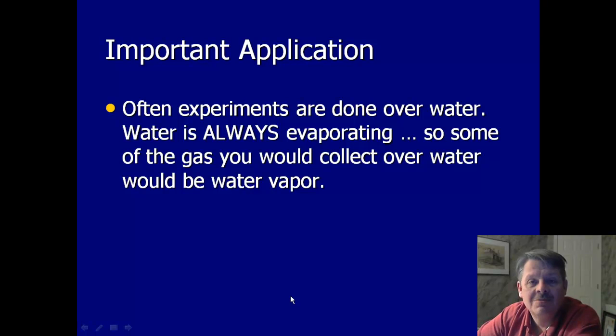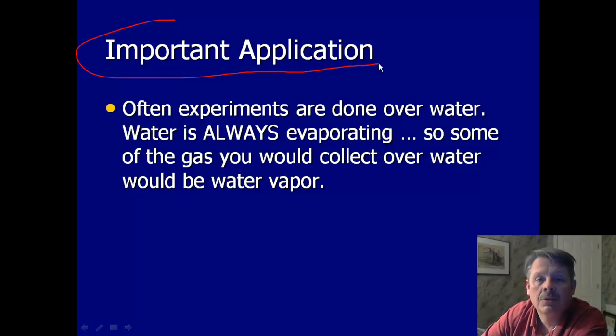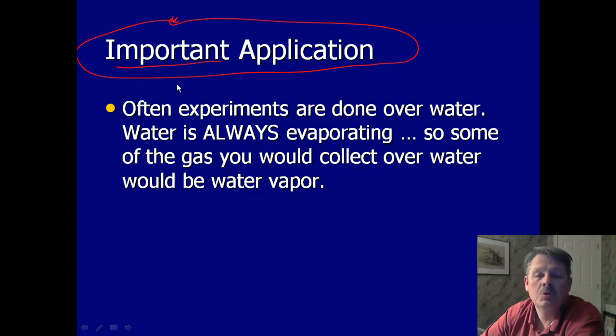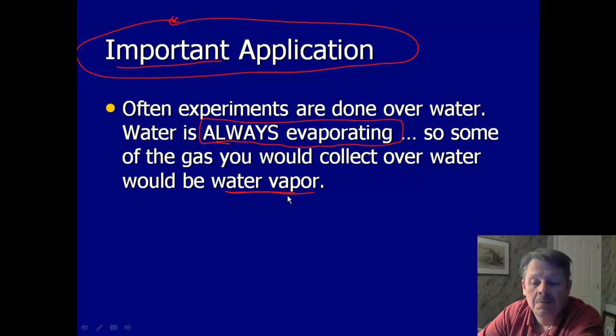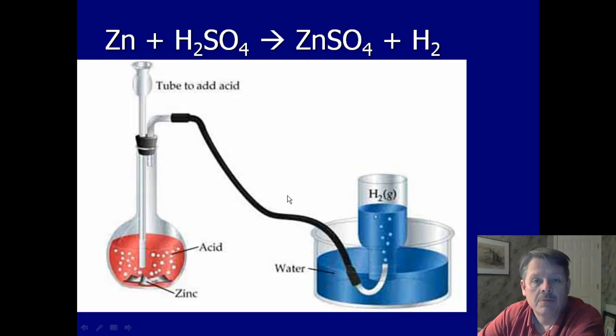Now, there is a very, very important application of doing this. All right, and this is where we often see partial pressures, and we see it most commonly. Many, many times we do experiments, and they're done over water. And the problem is that water is always evaporating. So when you collect a gas, for example, over water, you're getting some water vapor as well. So in reality, when you go through an experiment and you collect some hydrogen gas or carbon dioxide gas, if you're doing the experiment over water, you're going to be collecting water vapor as well.